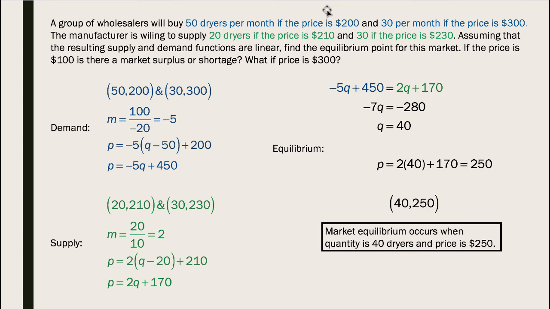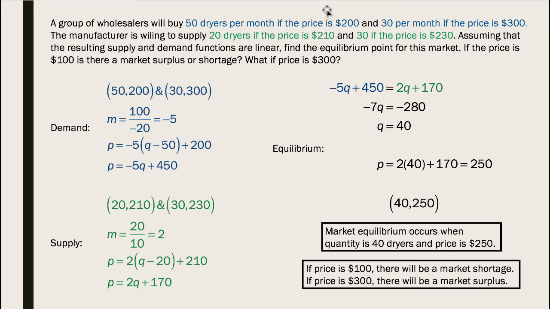So if my price is $100, that means my price is below the market equilibrium. So if the price is below the market equilibrium, more people are going to want to buy that dryer, which means we're going to have a market shortage. If my price is $300, I'm above the market equilibrium, so less people are going to want to pay that higher price. Then I'll have a market surplus because I'll have more dryers left over that won't be sold.